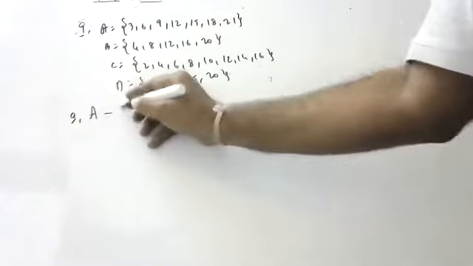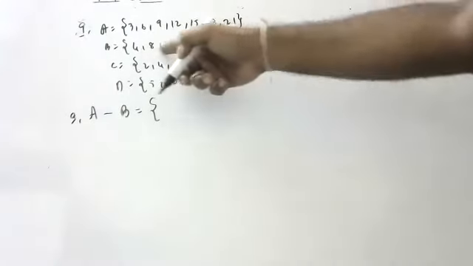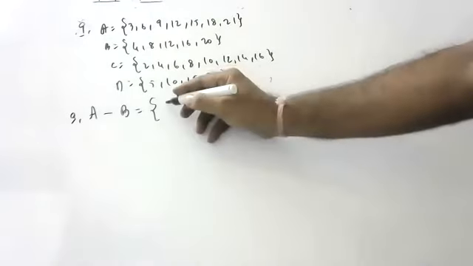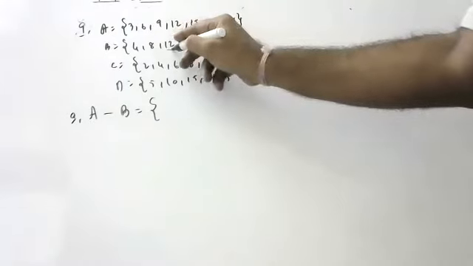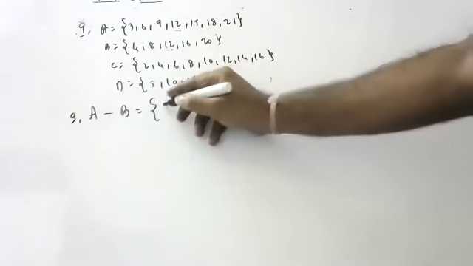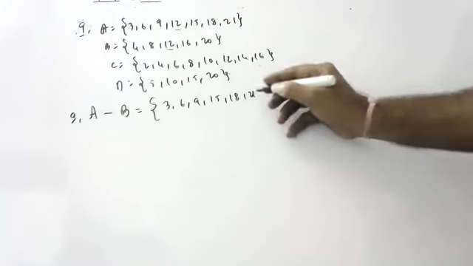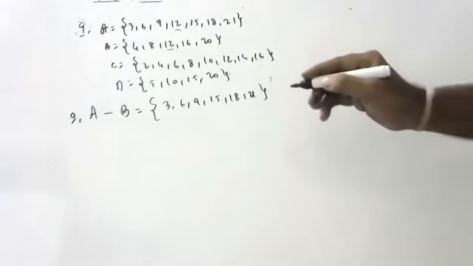Now, first question, children, I will help you. Then you tell the remaining. A minus B. Remove all B's and write only A's, children. 3, 6, 9, 15, 18, 21. What are the common elements? 12. Anything else common? Nothing is there. So everything is right. 3, 6, 9, 15, 18, 21. That's all.